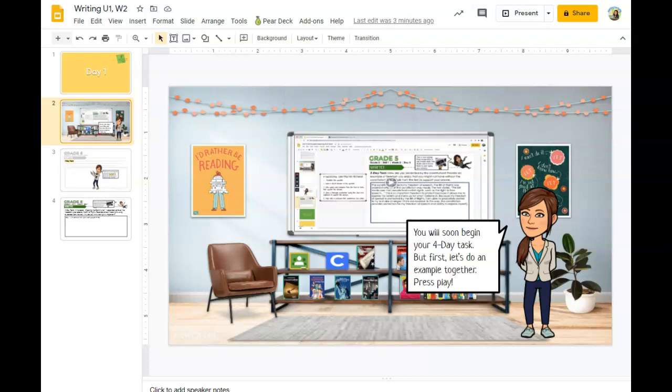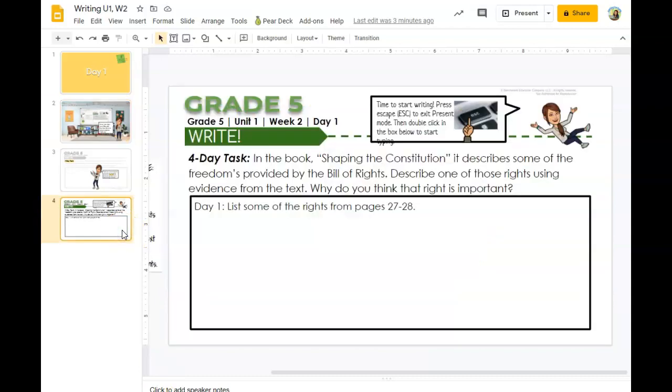This week we will be working on a 4-day writing task. But first, we're going to work through an example together. So, let's begin by looking at our writing prompt for this week.